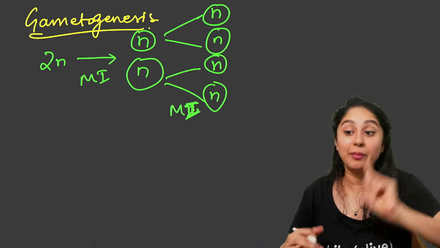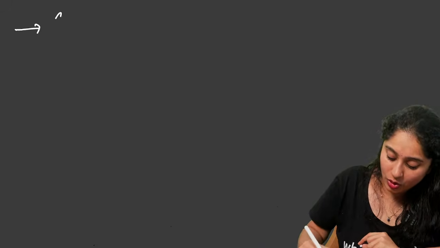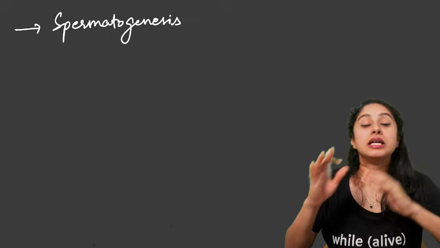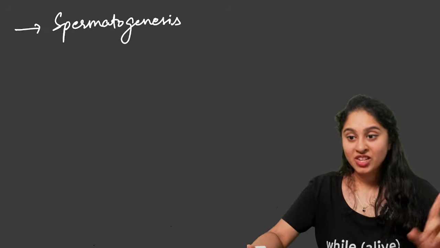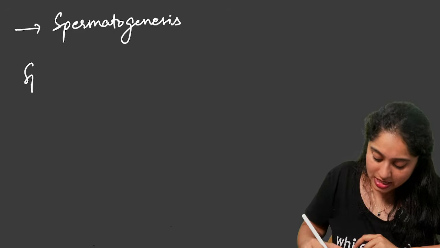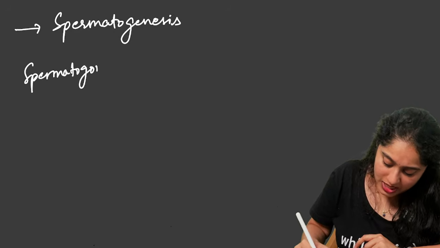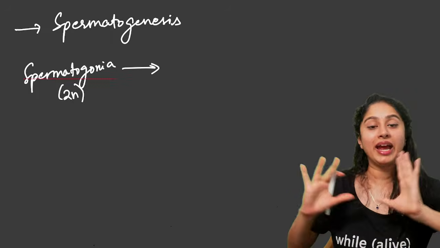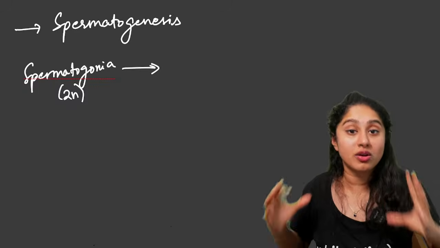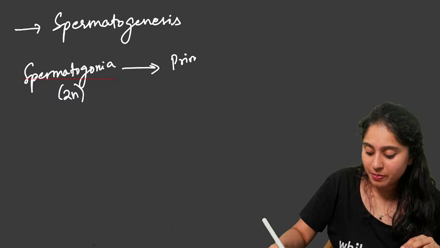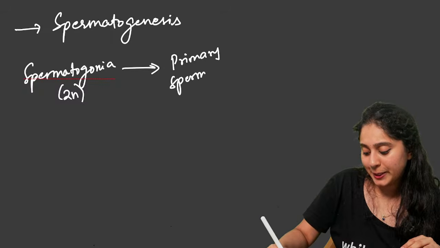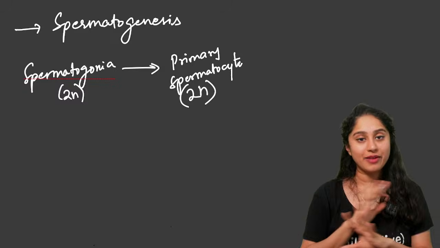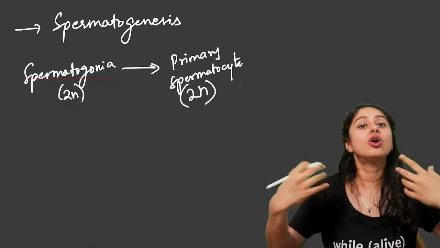Now when you look at gametogenesis, the first thing we're going to look at is spermatogenesis. Spermatogenesis is where the sperms are produced in the male body. We have a starting cell called the spermatogonia, which is 2n number of cells. This is just going to get ready and prepare to go for meiosis, and it will be called the primary spermatocyte, which is again 2n number of chromosomes. I have not started meiosis yet. I just got up and got ready, right?